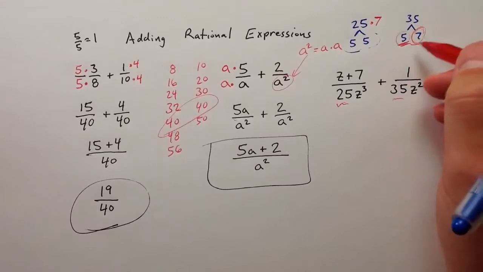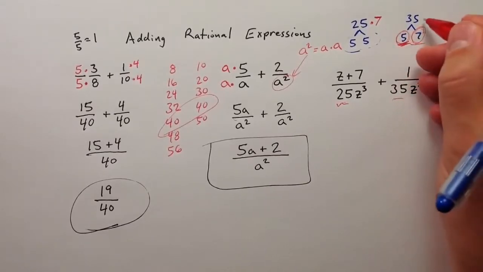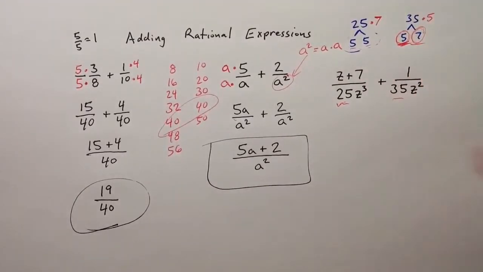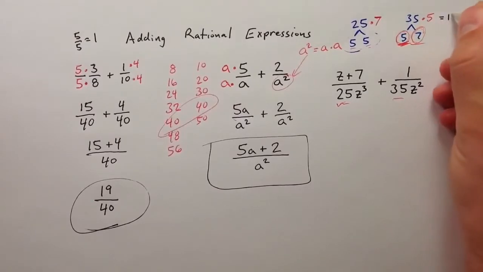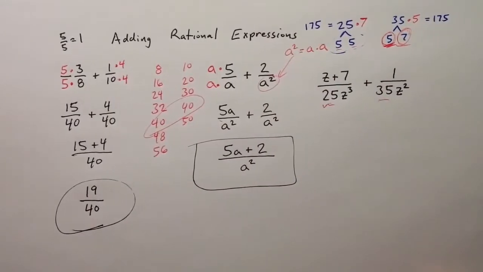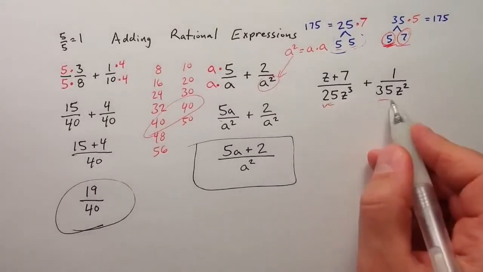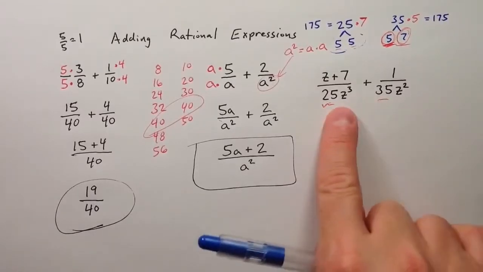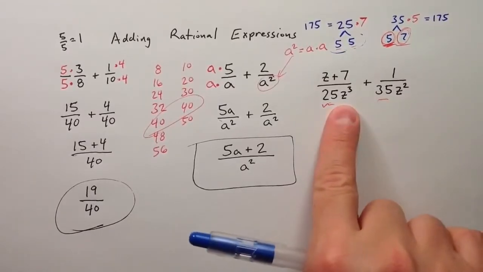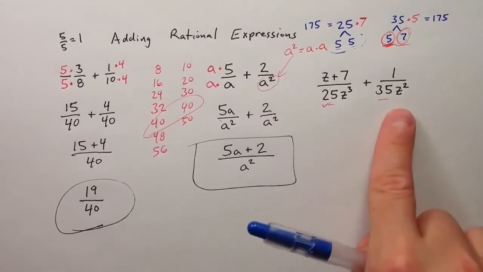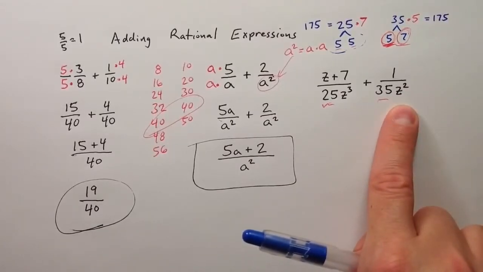And also 35 is divisible by one 5, but 25 is divisible by two 5s. So I should multiply 35 by 5. And both of those calculations give us 175. So 175 is a common multiple, and it's the smallest common multiple of those two numbers. So I can turn the numbers into 175 if I multiply 25 by 7 and 35 by 5. For the variables, here I have z cubed, and here I have z squared. So if you think about that for a moment, I need to multiply the z squared by one more z.